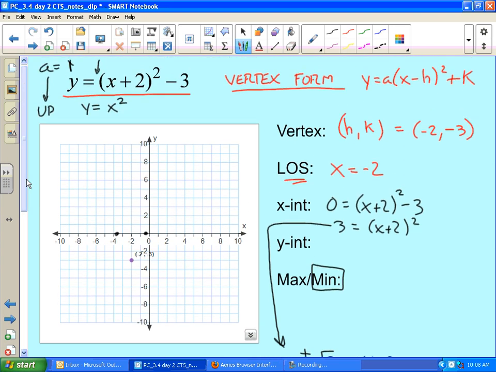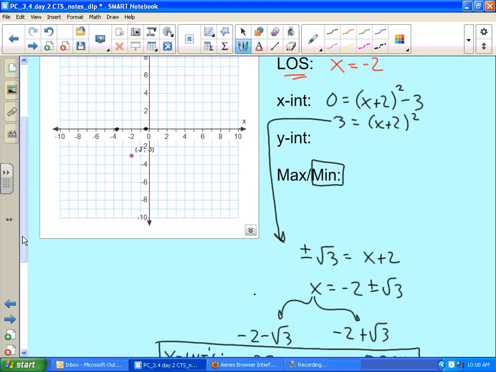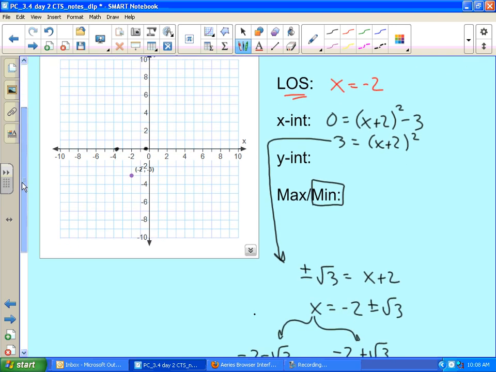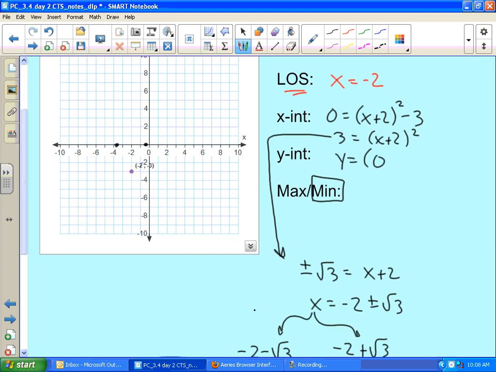How do we find the y-intercept? We make x equal 0. See how easy this is? Really? I mean, come on. Challenge me. All right, so we get y is equal to 0 plus 2 squared minus 3, because we're going to make x equal to 0. And then what does that become? 1, because 0 plus 2 is 2, 2 squared is 4, and 4 minus 3 is equal to 1. And so my y-intercept is equal to 1. There we go.